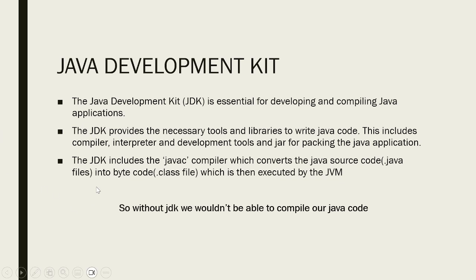The JDK contains a compiler called the Java compiler, javac, which converts our Java source code into bytecode, which is then executed by the JVM. So JDK is necessary for developing and compiling an application. When we develop an application, it will be in a .java file extension. Once it is compiled, it will be converted into bytecode, which is a .class file. Without JDK, we cannot compile our Java code in our system. So this is about JDK.